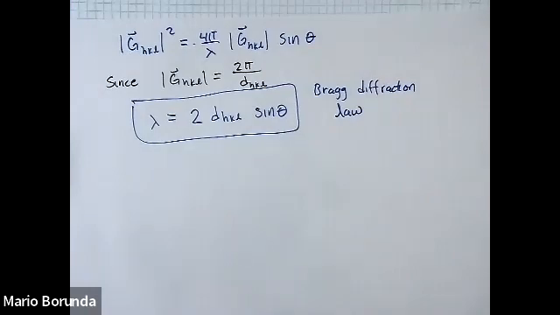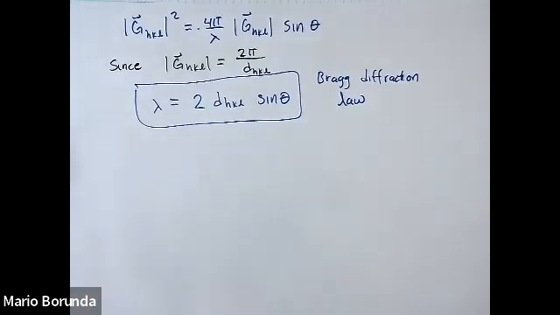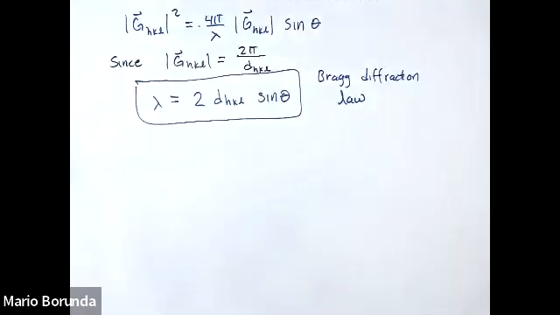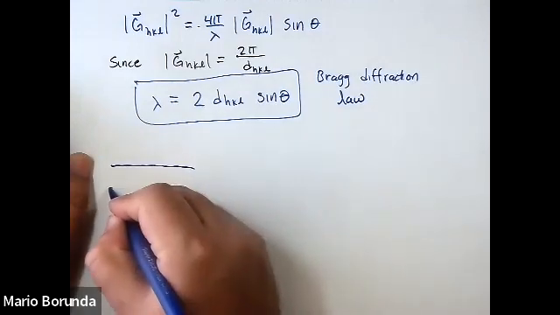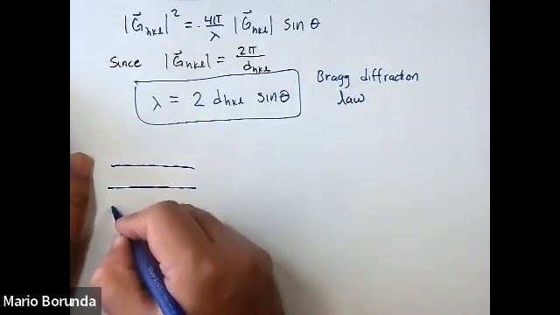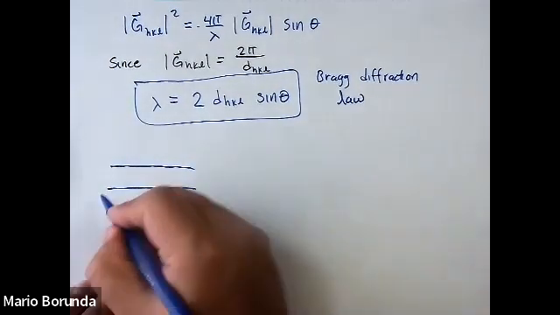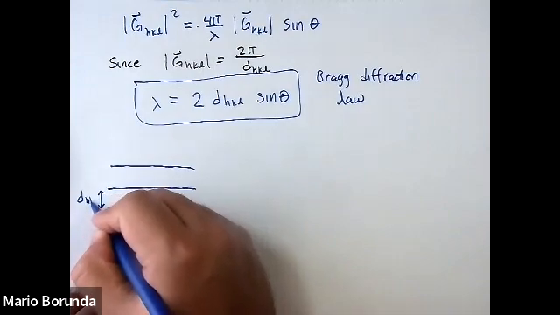So let me give you another picture, an updated version of this one, right? So in this case, we're gonna have a plane here. And let's say we have another plane here, and then there's another plane down here, right? We know what the distance between the planes is. This is this d_HKL.